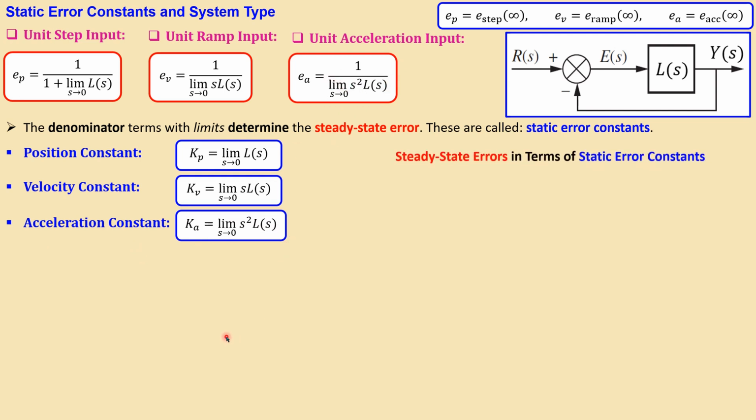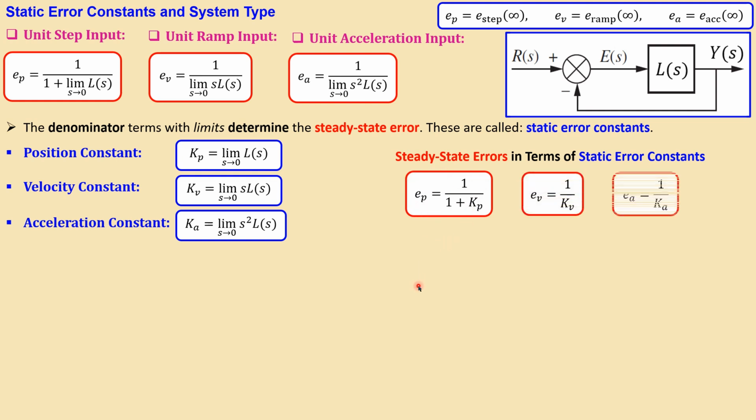And using the static error constants, the steady state errors will be much more easily seen as shown here. So the position, the velocity, and the acceleration errors are all shown here. Now in order to calculate the position error, or maybe the velocity, also the acceleration error, you just need that static error constant, and you can then calculate your required steady state error.